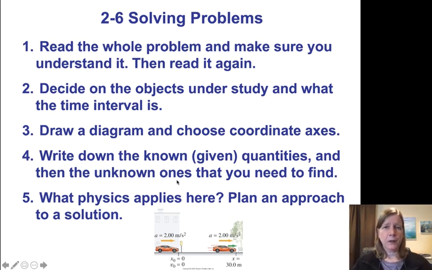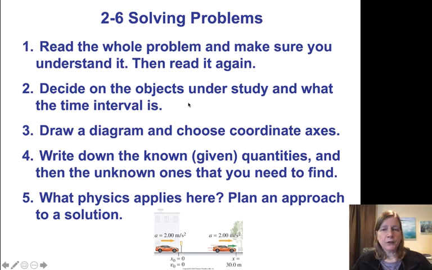All right, and then following the guidelines given here, make sure you read the whole problem. Make sure you understand it, then read the problem again. There's nothing worse than working through a problem and realizing you solved for the wrong variable, or you didn't notice that it said constant acceleration, so you had the wrong physics applied. You thought that the acceleration was varying, something like that. So read the whole problem, make sure you understand it, read it again.